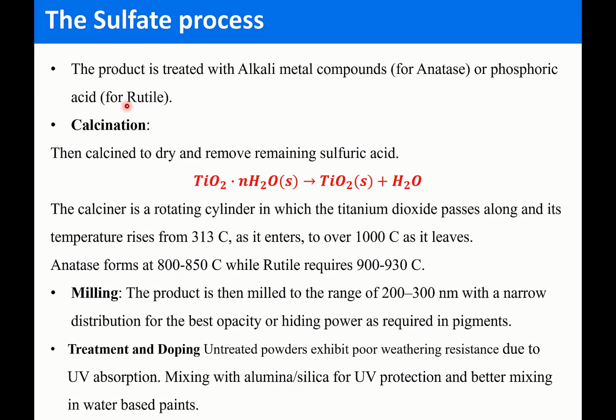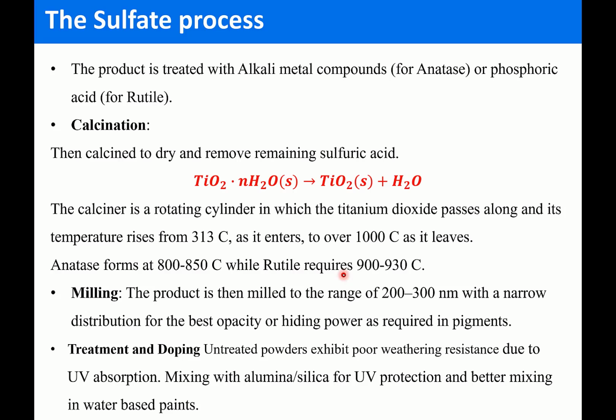After that treatment step, you put the product into a calcination step to completely dry it and remove any remaining sulfuric acid or water. That calciner is a rotating cylinder in which the titanium oxide passes through at temperatures from 300 degrees Celsius to over 1,000 degrees at the end of the calcination step. Depending on the temperature, you will control what type of crystallographic form you obtain. If you want anatase, you usually want to keep the temperature between 800 and 850 degrees. If you want to obtain rutile instead, you need to raise it to 900 to 950 degrees Celsius.